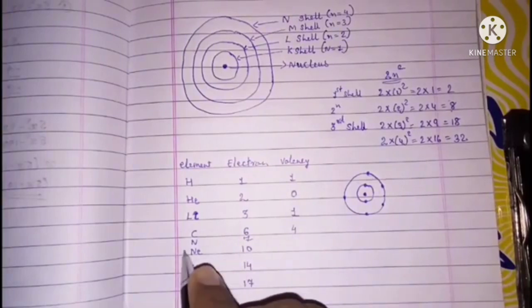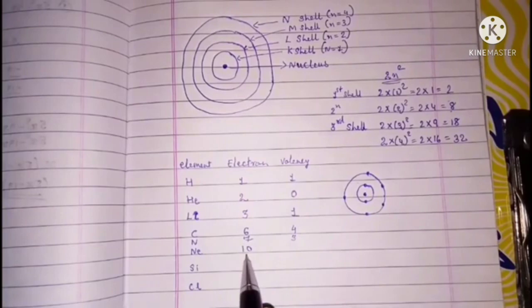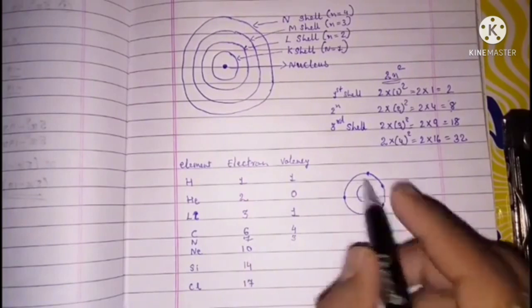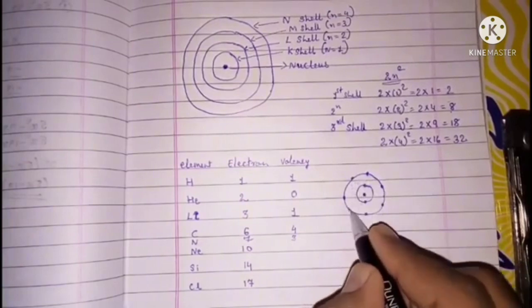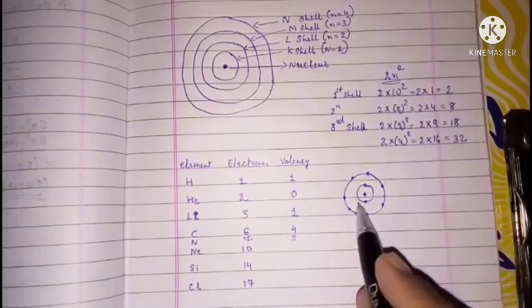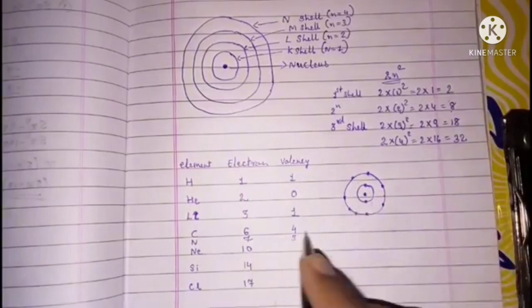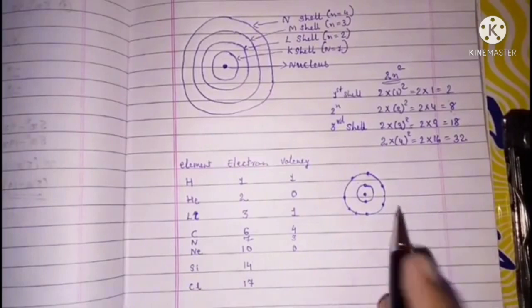1 electron has to be there, 2 electrons have to be there. Like that, you will find the nitrogen valency. What about neon? That is 10: 2 electrons in the first shell, and 8 electrons will be distributed in the second shell.